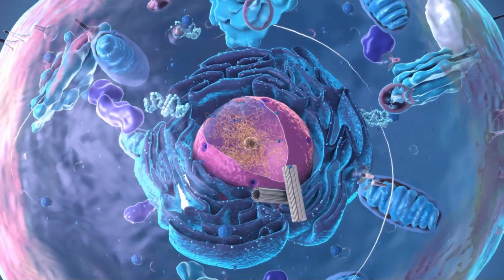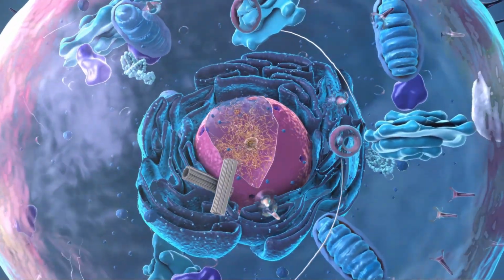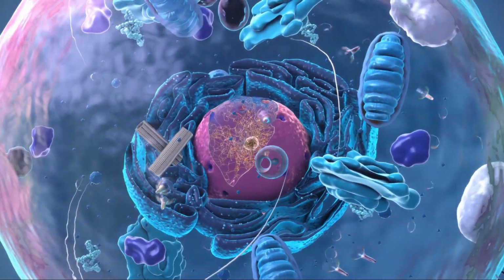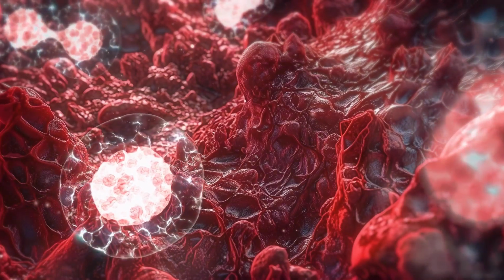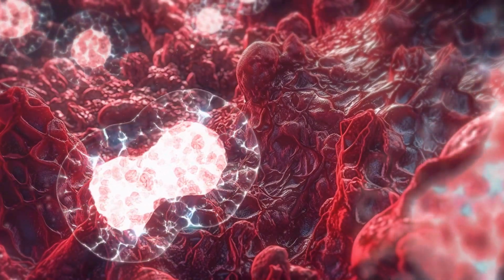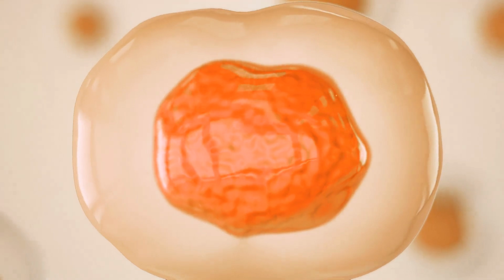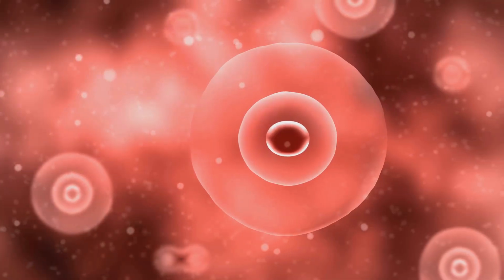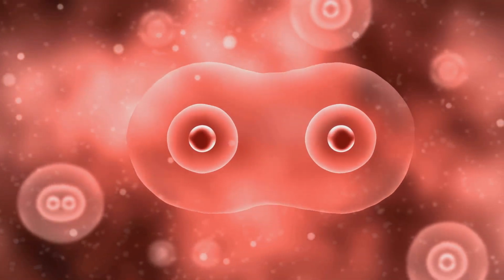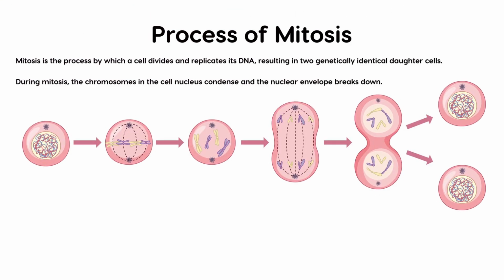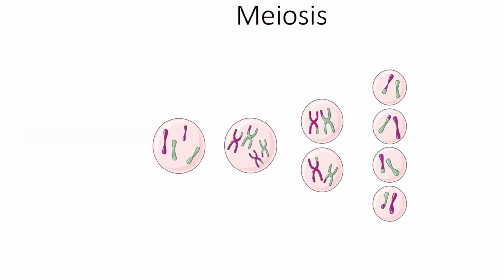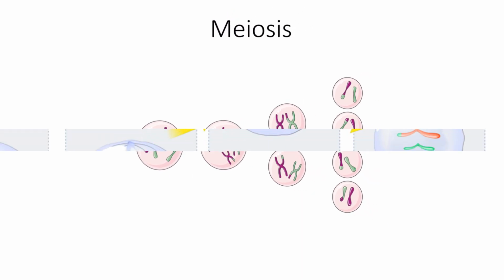Imagine a single cell in your body wherein critical functions and processes are happening all at once. In this microcosm, cell division is the process that allows for growth and repair. It's a complex dance of replication and separation. The two main types of cell division are mitosis and meiosis. Mitosis results in two identical daughter cells, while meiosis, the star of our show today, produces four genetically unique cells.